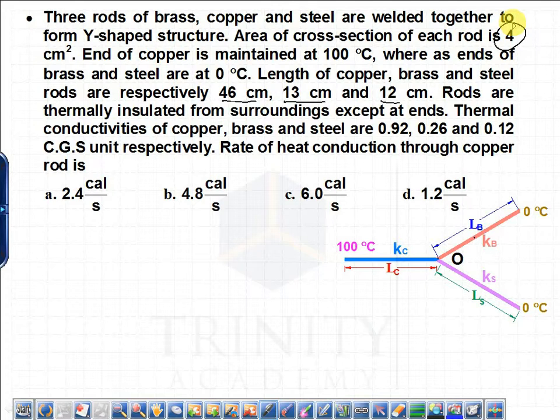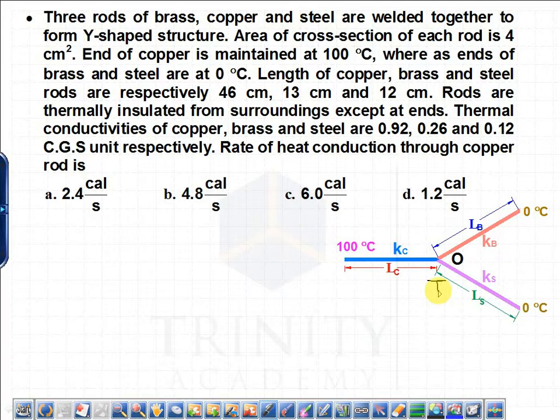Now we require to find out the rate of heat conduction through copper. That means we require to calculate the heat current through the copper rod. The heat current through the copper rod can be obtained once we know the junction temperature over here, because the temperatures at the ends are known to us. Let us say the junction temperature is equal to T.